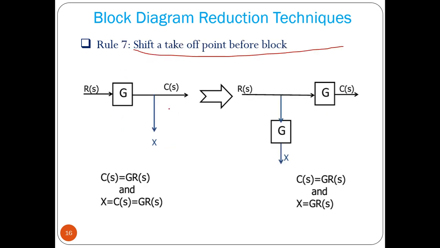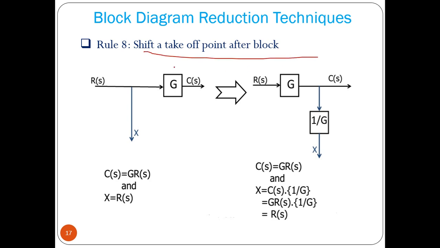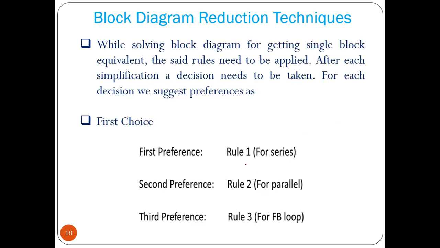Similarly, shifting a takeoff point before a block: here we have x equal to rg. If we take it before the block, it will be r, so we have to insert g. If you want to shift the takeoff point after a block, then x equal to r. If you take it from after the block, it will be r into g, so you have to insert a block of 1 by g to get x equal to r. So these are the 8 rules that you have to remember in order to find the equivalent block diagram or transfer function of a complicated system.